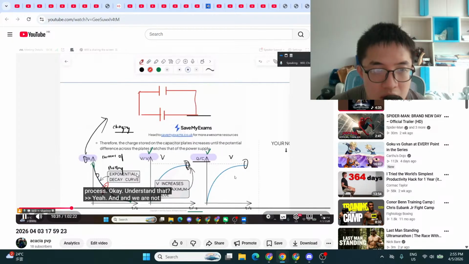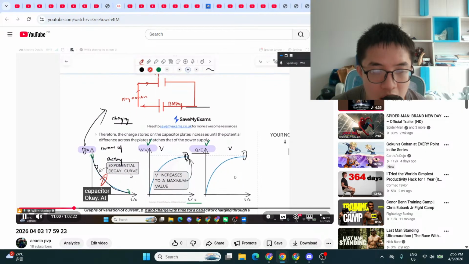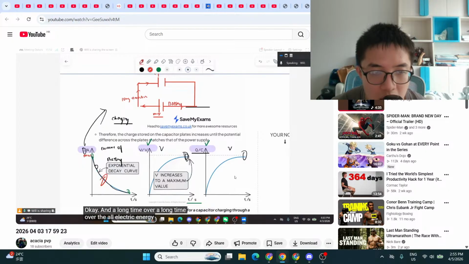And we know that the energy stored in the battery is limited, right? After a long time, all of the electrical energy will flow to the capacitor. At the beginning, the current is maximum, because all the electric energy is stored in the battery. So at the beginning the current is at its maximum, right? And after a long time, all the electric energy will flow to the capacitor.